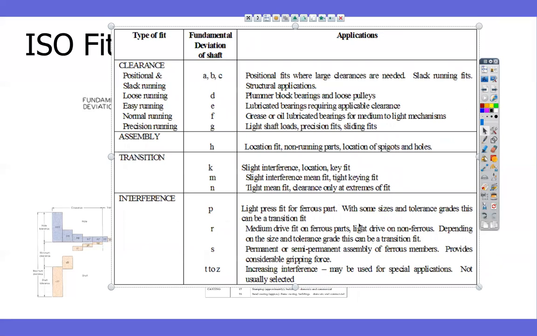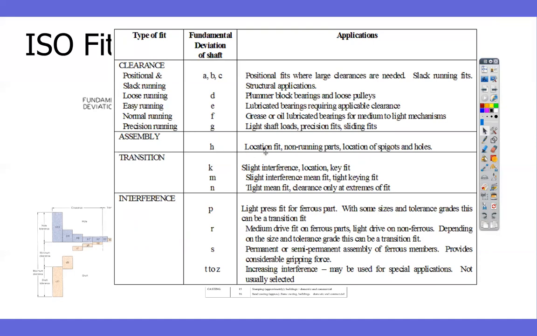So here's the chart that tells us what that means. A through G are clearance fits, which means the hole is going to be bigger than the shaft. H means it's a location fit. It's going to be a tighter fit.